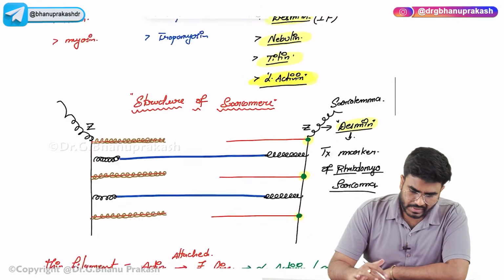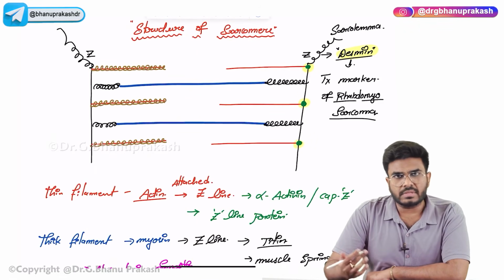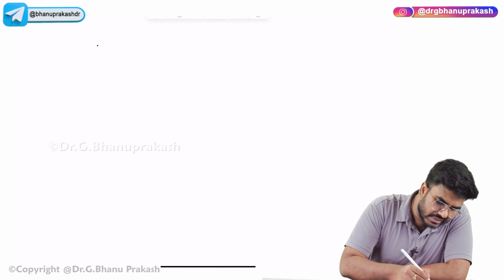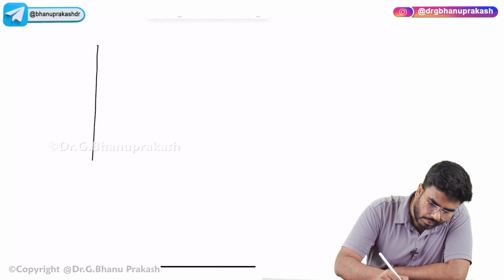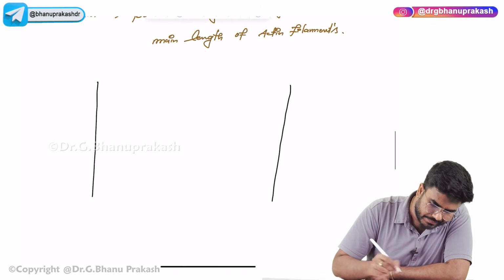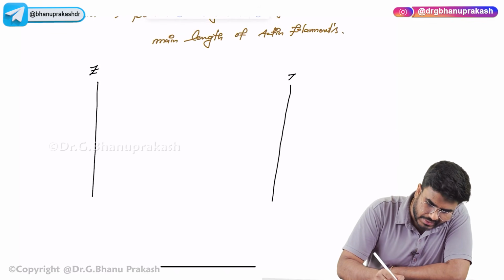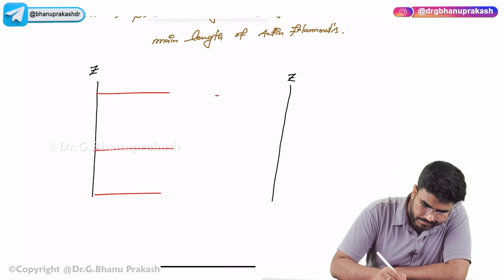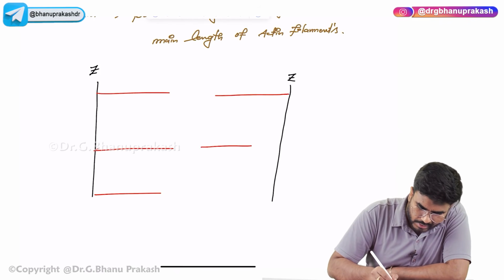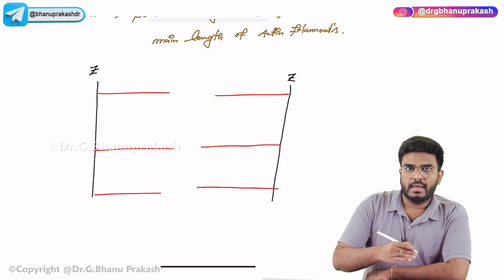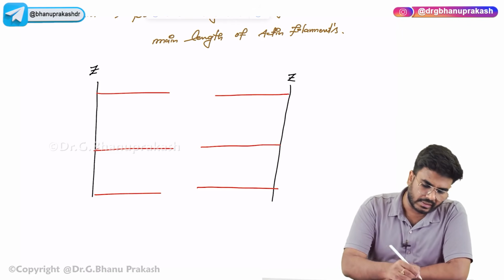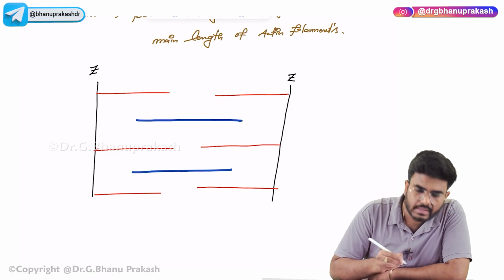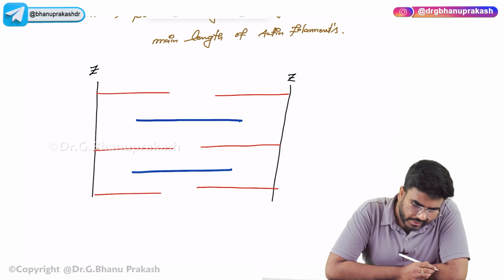Okay, done. Now in this sarcomere, what else I want you to know are the zones or bands. In a sarcomere, what are the boundaries? The boundaries are always Z lines. What are these filaments I am showing here? These red color filaments are actin filaments, and these slightly thicker blue color filaments are myosin.